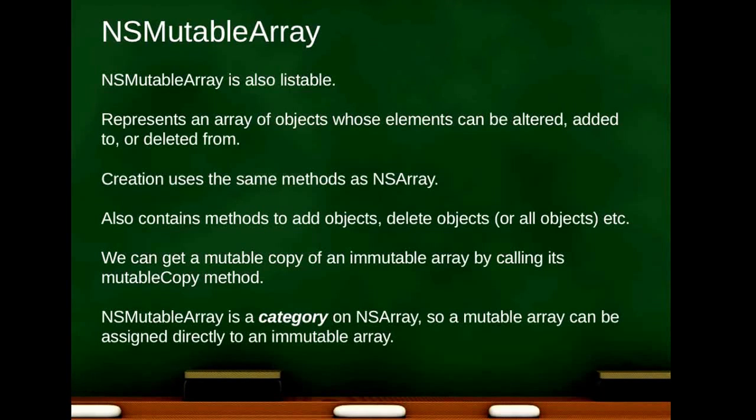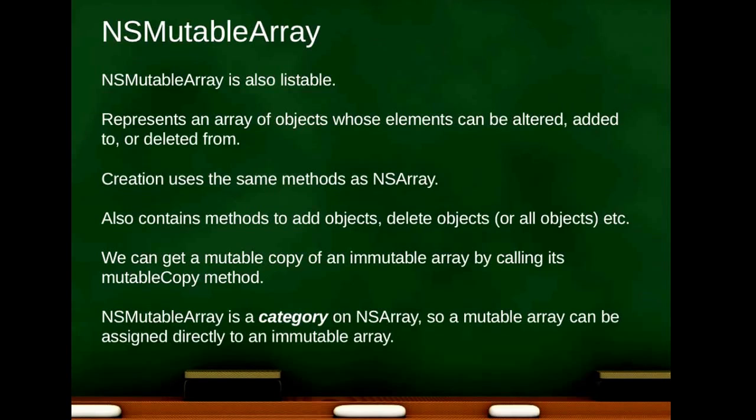So NSMutableArray is like a super NSArray. It has methods to add and remove objects from that array, but those methods are part of the category that's declared on top of the NSArray. The point is that a mutable array can be assigned directly to an immutable array.